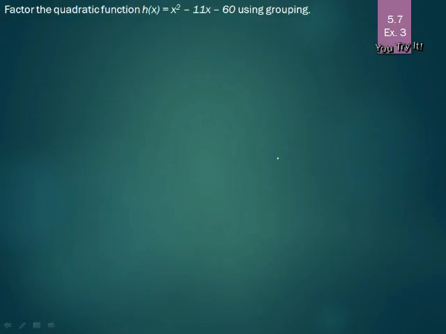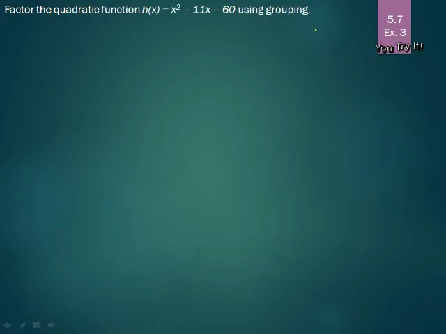Back to the quadratic function, h of x equals x squared minus 11x minus 60, using grouping. Okay, so first thing, we need to check and see if there's a common factor in all of our terms. And there isn't one, since no number goes into 11 and 60, and there's no variable in common with all the terms. And so now we can factor using grouping.